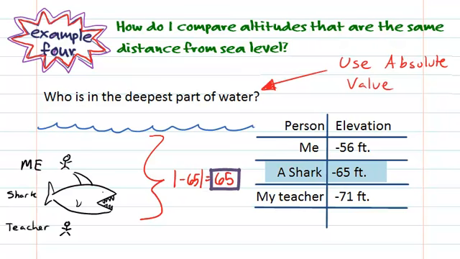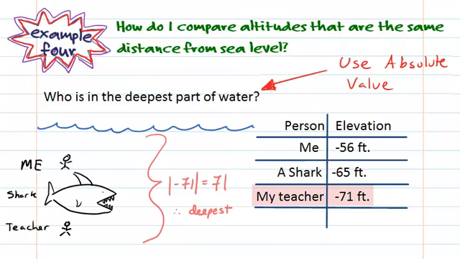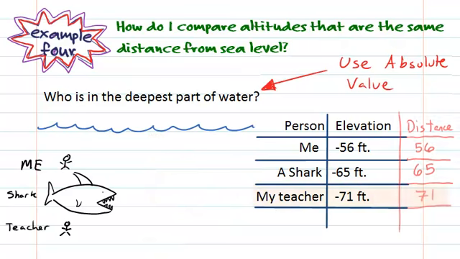And my teacher is 71 feet below sea level because the altitude of my teacher is negative 71 feet and the absolute value of that altitude is 71. So who is deepest? Whomever is furthest from sea level is deepest, in this case, my teacher.